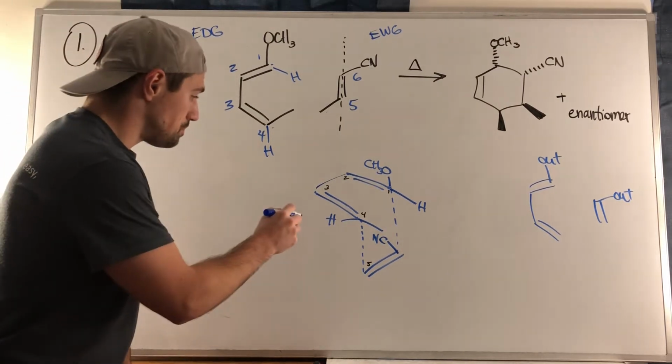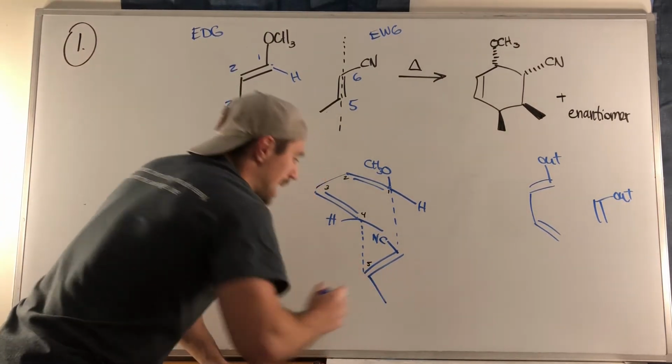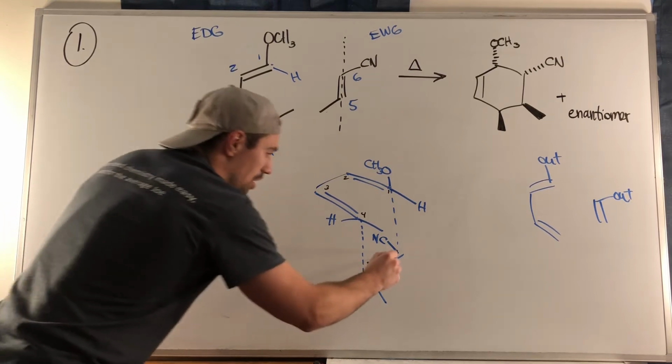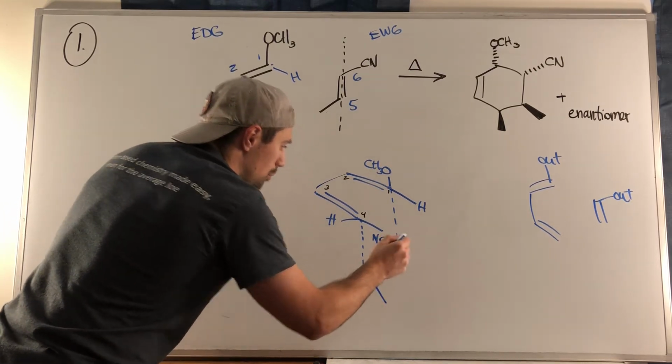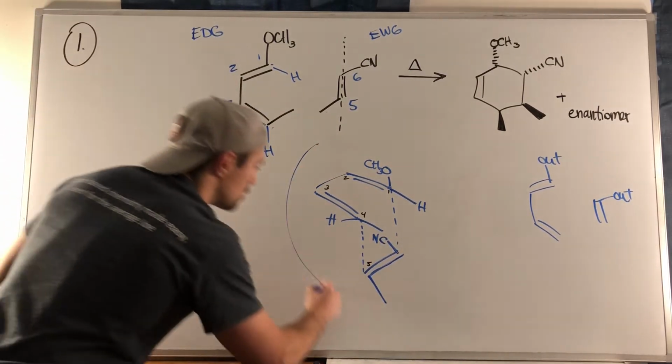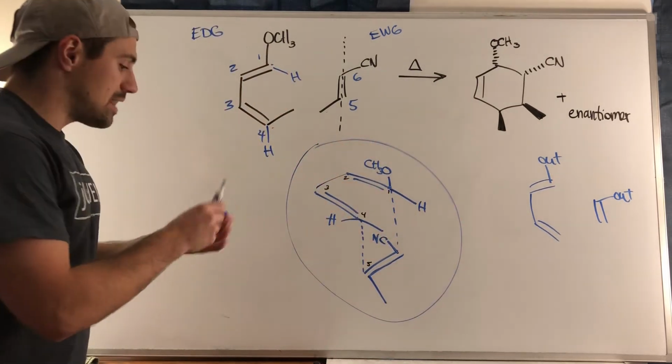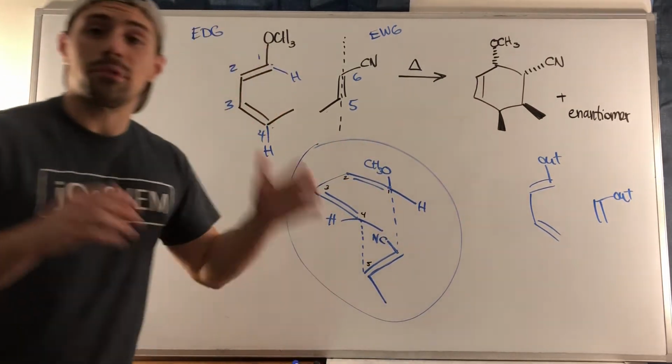Okay, so that means the methyl group needs to be out over here because we need to have these on opposite sides of the double bond. So this is a valid transition state. Hopefully that makes sense. That does it for problem 1.